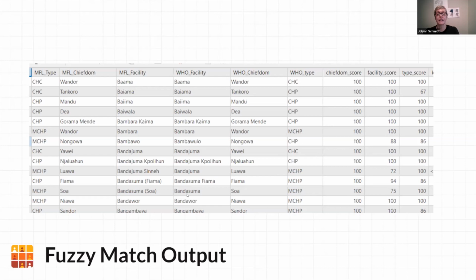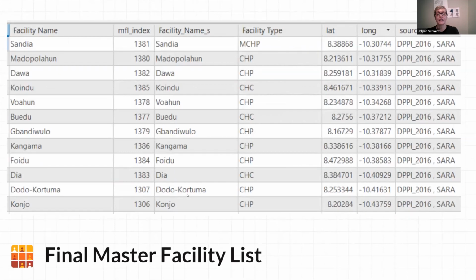And this is the output of that. This is my master facility list that I've geo-enabled. So the facility name provided by the master facility list, the facility name provided by the geospatial data, and the type associated with the master facility list. I now have my lat long associated with it, and these are the sources that existed within the cluster that I chose. In each of these cases, I had two separate sources that agreed on this location, which is to me the best match.